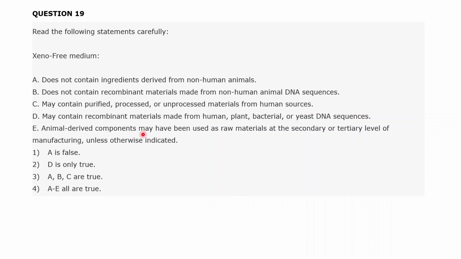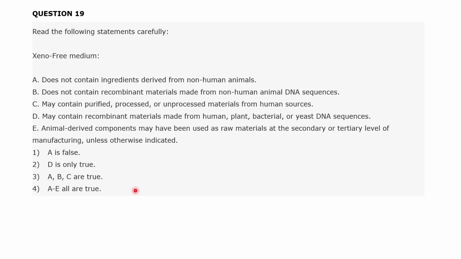So animal derived components may have been used as a raw material at secondary or tertiary level manufacturing unless otherwise indicated. So it's not mandatory, but if you are providing anything from outside, you should have a proper designation or indication regarding that. So in this case, all the options are true.